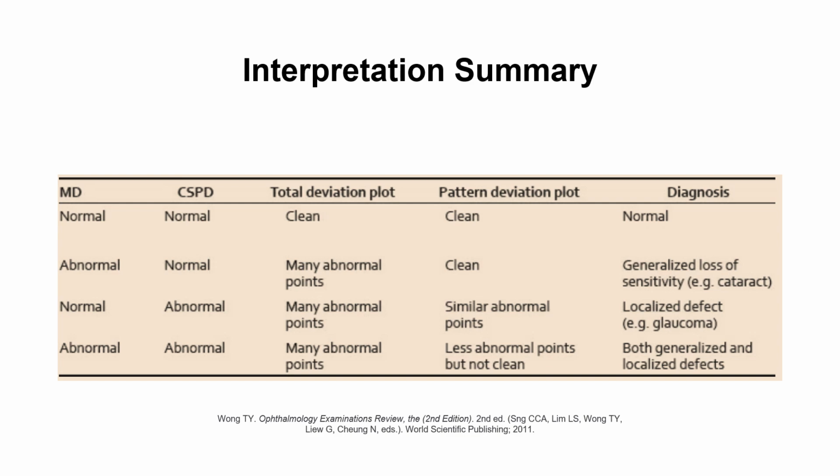But if you see that there is normal MD with abnormal corrected PSD and abnormal total deviation plot with abnormal pattern deviation plot, it is most probably glaucoma, due to localized effects, okay? Or a localized effect due to glaucoma or other causes. And if you see abnormal MD with abnormal corrected PSD, abnormal total deviation plot and abnormal pattern deviation plot, this means that you have both generalized and localized effects. For example, this can happen in advanced glaucoma.